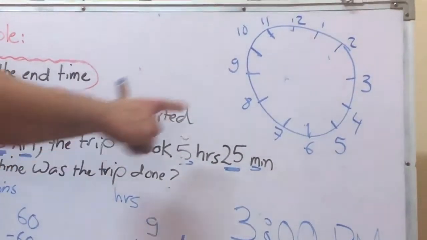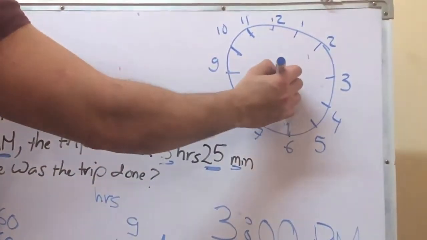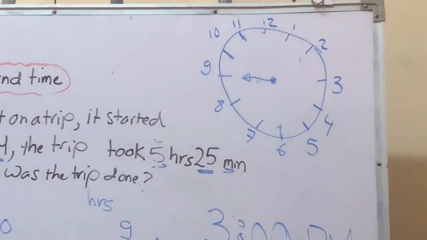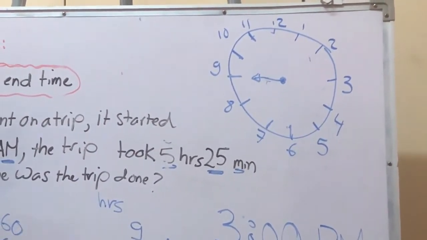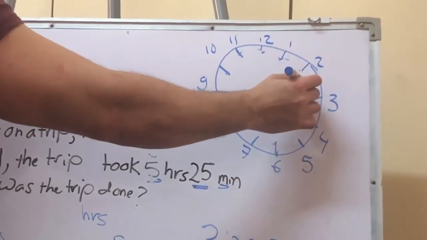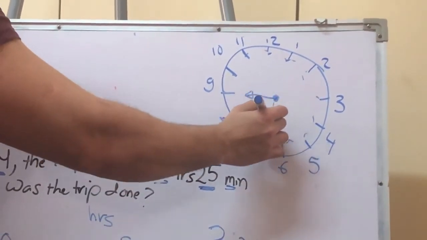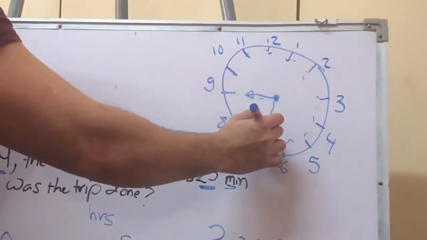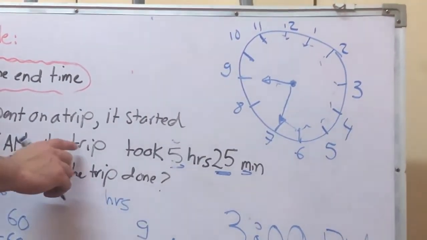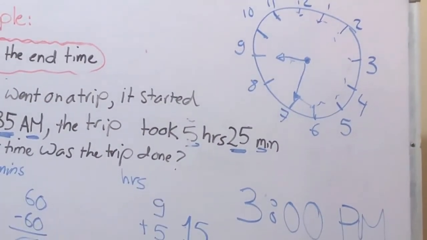Let's see that problem on the analog clock. The beginning time was 9:35. So the small arrow was looking at 9 and the big arrow was looking at 35. How do I know where 35 minutes is on the analog clock? I start from here, which is 0, 5, 10, 15, 20, 25, 30, 35. So it's here. The long arrow is looking at the 7. And the trip took 5 hours and 25 minutes.